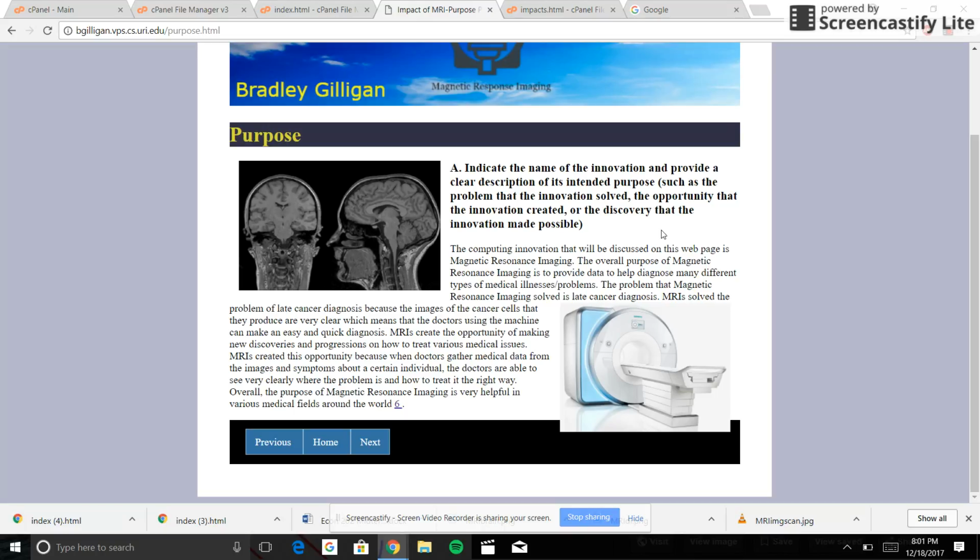The overall purpose of MRI is to provide data to help diagnose many types of medical illnesses and problems. The problem that magnetic resonance imaging solved is late cancer diagnosis. MRIs solve the problem of late cancer diagnosis because the image of cancer cells can show each cell, and it makes it a really quick and easy diagnosis. So that's my summary of the first question. Now I'll go on to the next page.